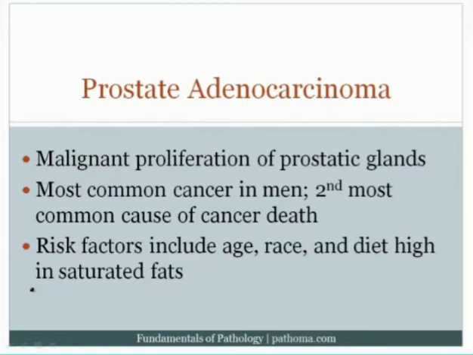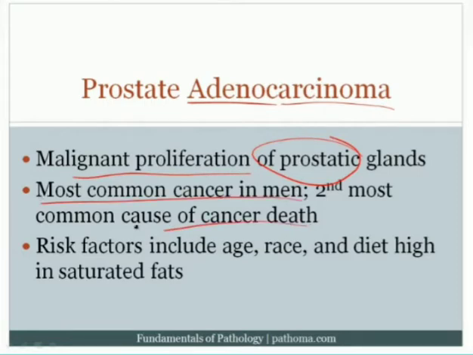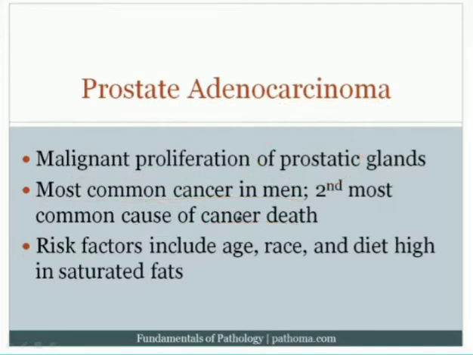Prostatic adenocarcinoma is the last topic that we're going to discuss. Again, adeno means gland, and carcinoma means malignant. So this is a malignant proliferation of glands, of course, involving the prostate. Prostatic adenocarcinoma is the most common cancer in men, and it's the second most common cause of cancer death. Risk factors include age. As a person ages, there's an increased risk for prostatic adenocarcinoma.